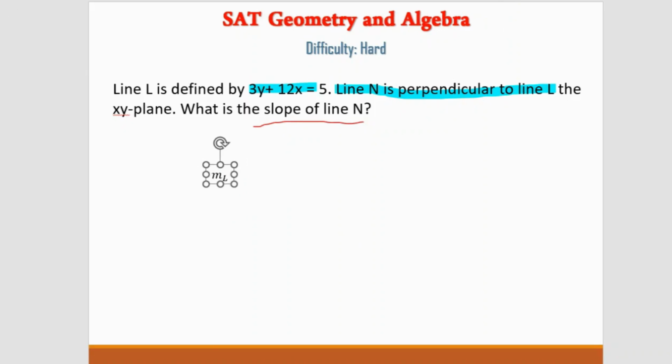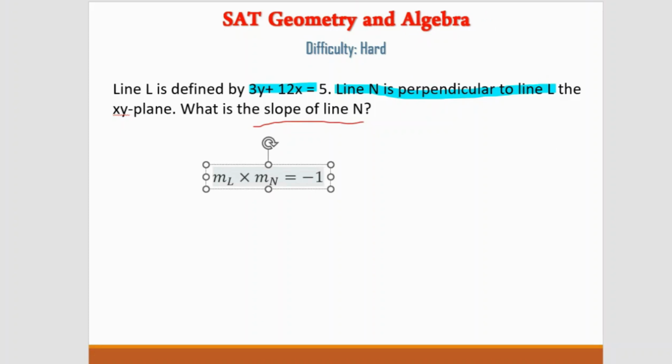Let me change the font size. So yeah, now you can. I hope you can see that now. So let's say the slope of line L is m of L, and if you multiply the slope of line L with the slope of line N, which is going to be m of N, it is going to be equal to -1.